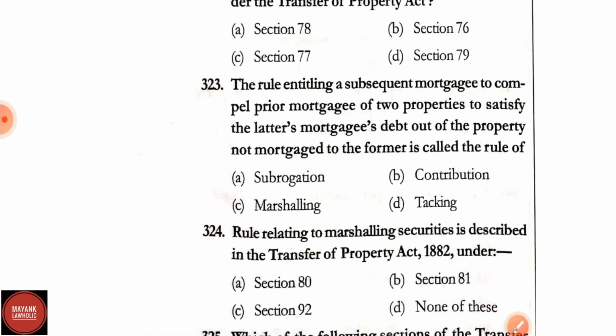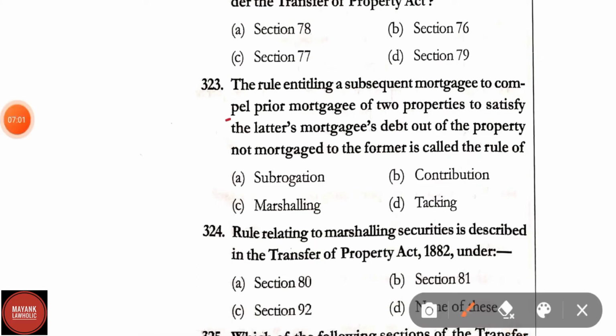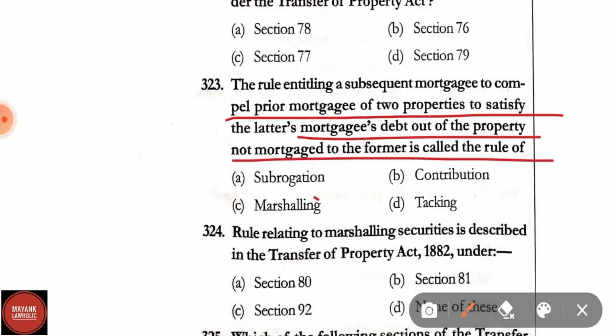Question number 323. The rule entitling a subsequent mortgagee to compel a prior mortgagee of two properties to satisfy the latter's debt out of the property not mortgaged to the former is called the rule of option A, subrogation, option B, contribution, option C, marshalling, and option D, tacking. Here correct answer is option C, that is marshalling.